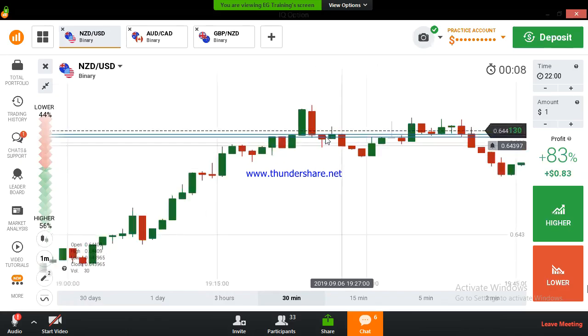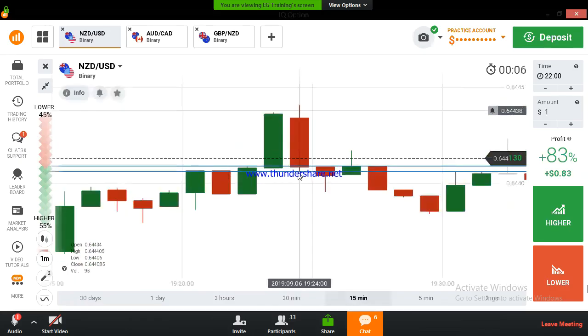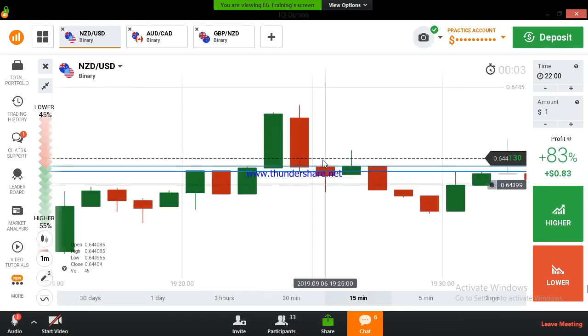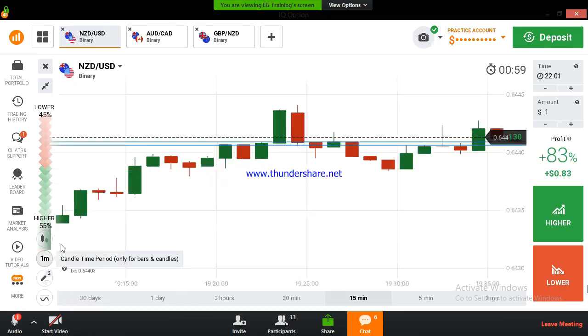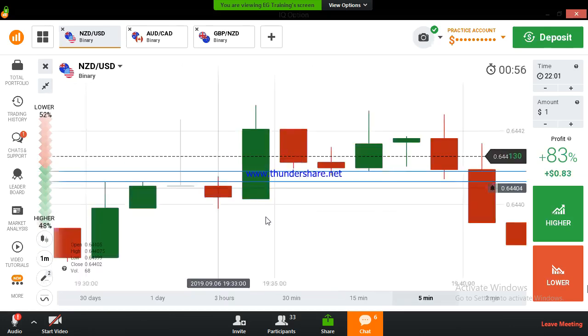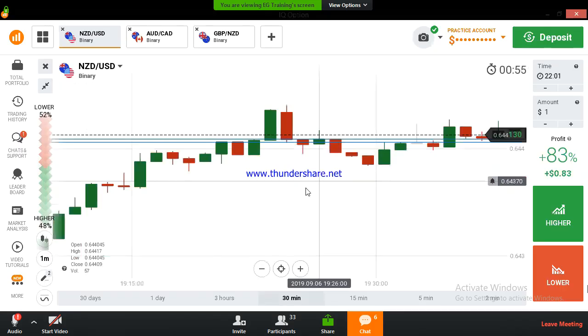And in this candle, the candle closed above the level, and in this candle we can place our trade. But the candle is a strong candle, so it's better to avoid. But if we get any confirmation, we can place our trade in this candle also.